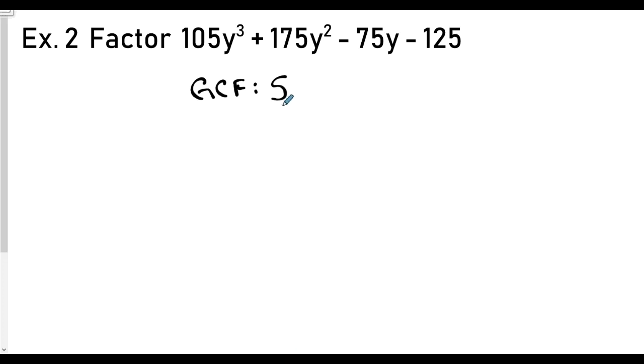175 divided by 5 gives you, if I hit the right buttons, 35. 75 divided by 5 works. 125 divided by 5 works. So the GCF is 5. So we're going to take the GCF out of the whole problem.